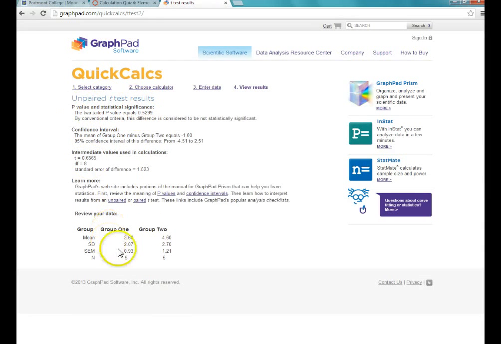Ooh, I recognize some of this information, though. Two-tailed p-values. We talked about p-values. This is not statistically significant, so this would be a don't reject the null hypothesis. It gives me a confidence interval. Lots of information here. Interesting.